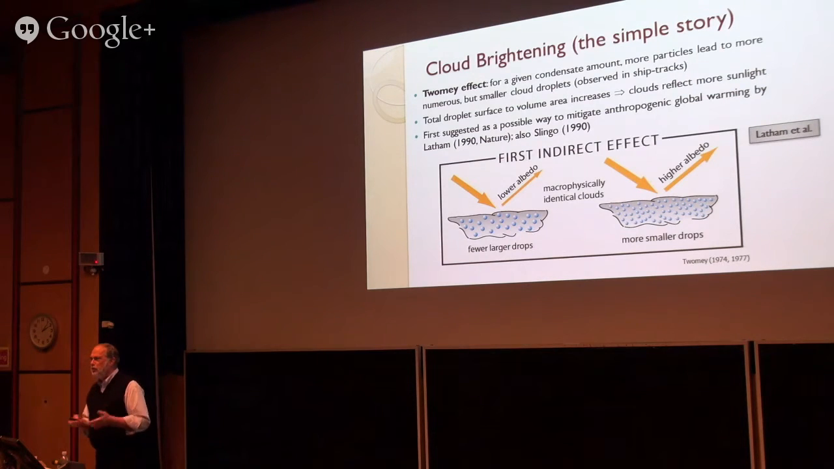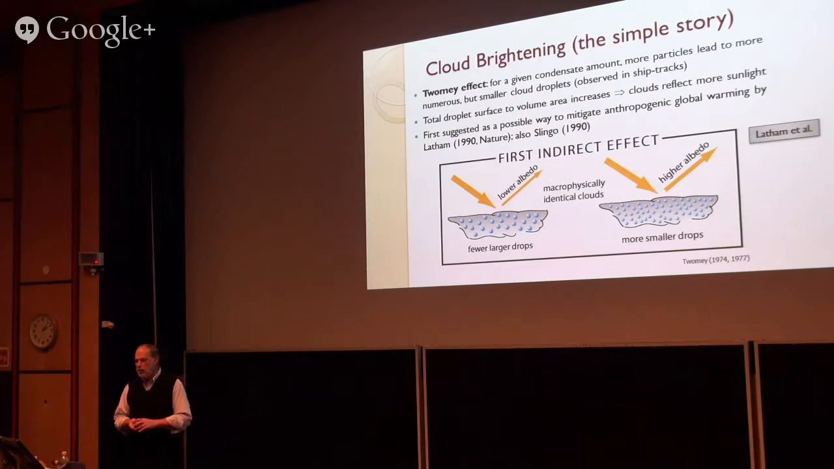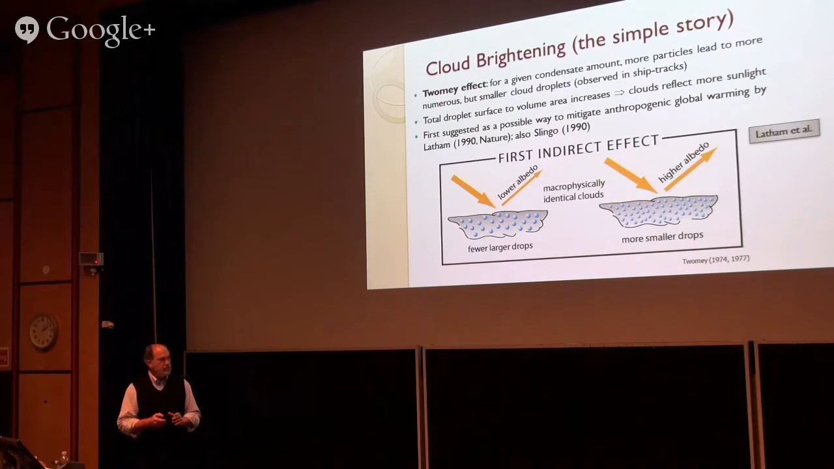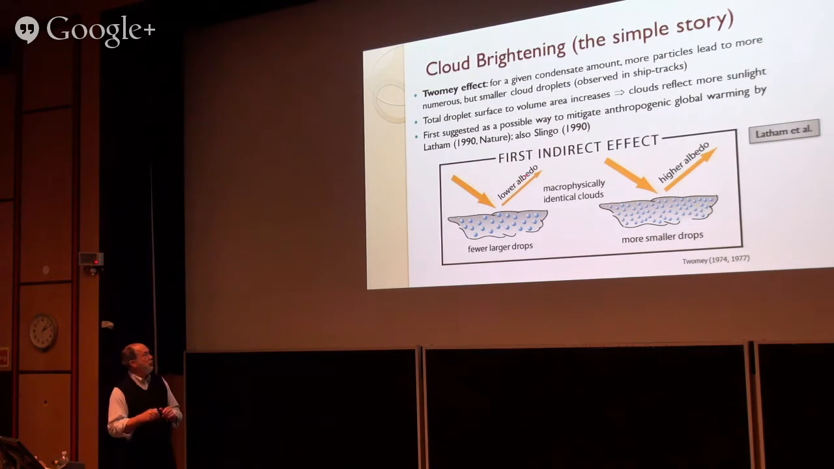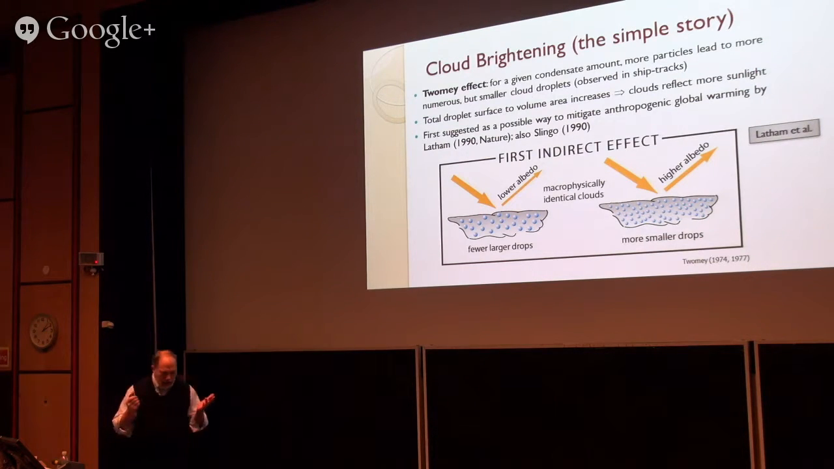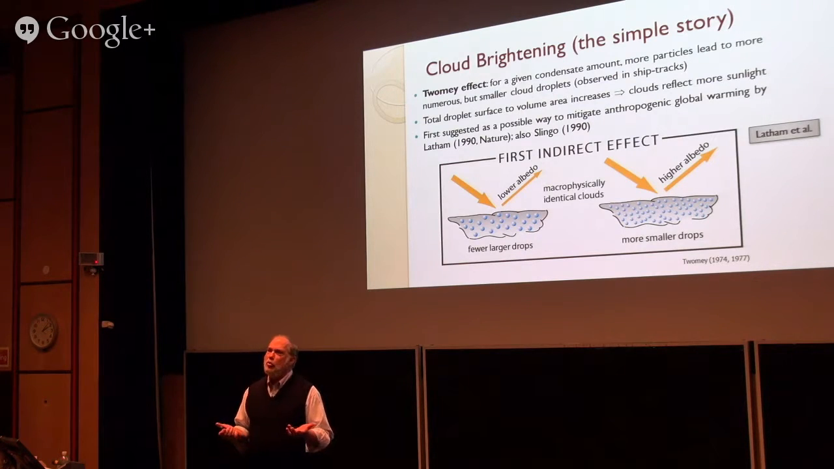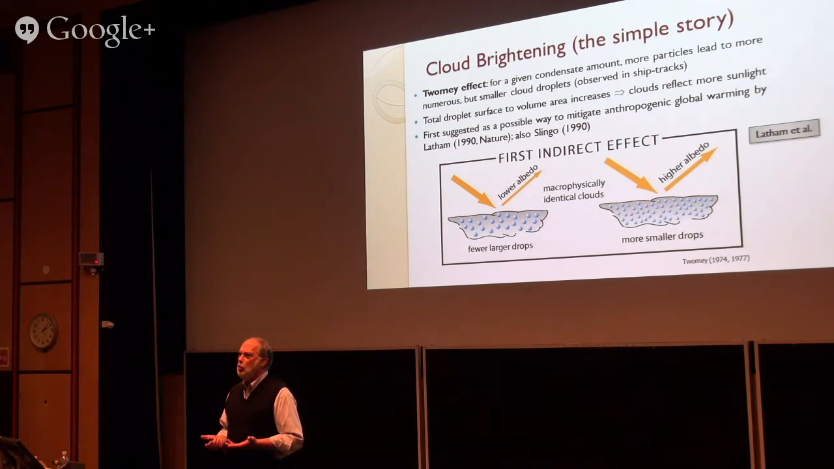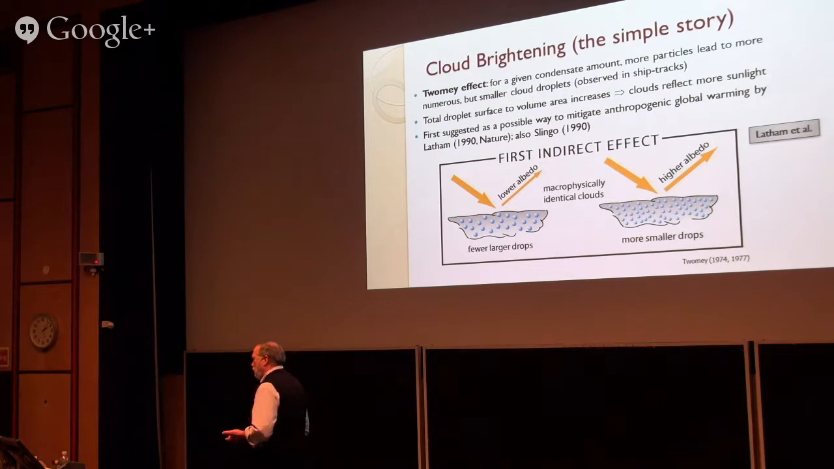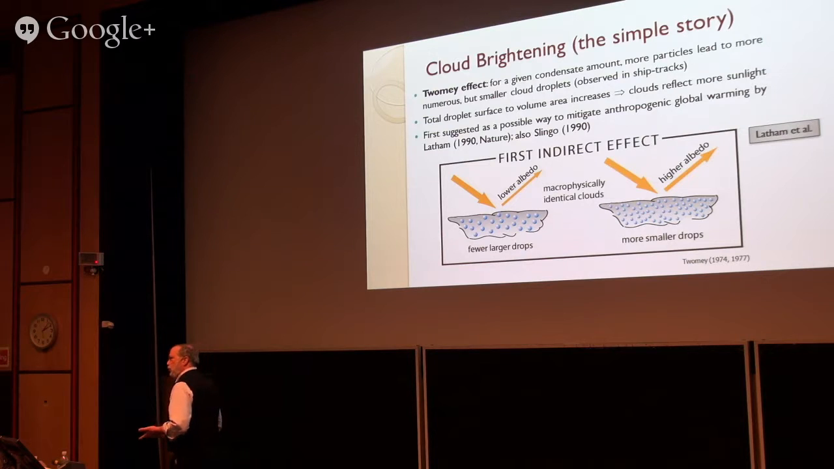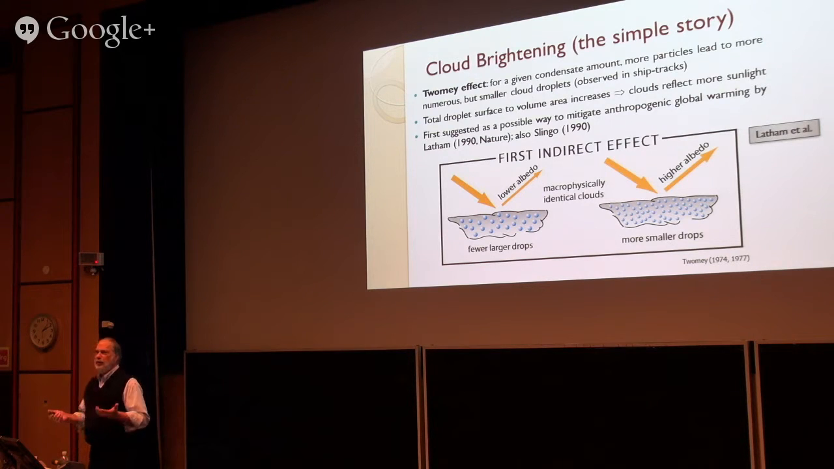Brightening has already been discussed in the talk we had earlier. John Latham has done a lot of work on this. Basically, the idea is relatively simple. If you go back to the ideas that Twomey published in 1974, 1977, if you add cloud condensation nuclei to a cloud, all other things being equal, the number of droplets you get will be smaller, therefore the surface to volume ratio will increase, therefore the scattering will increase, and the backscatter will increase, and the clouds will be brighter.